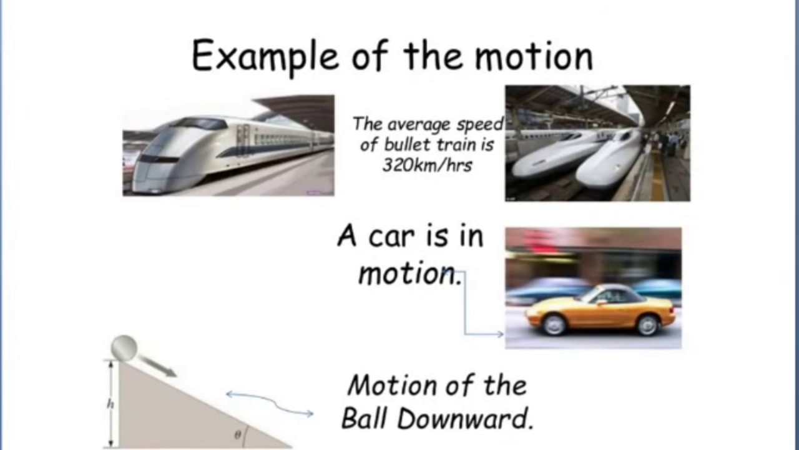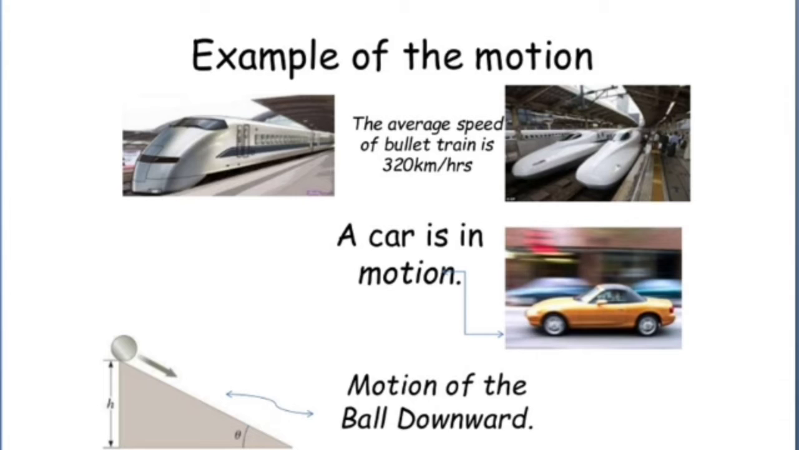Let's discuss some examples of motion. The average speed of a bullet train is 320 kilometers per hour. As I said before, motion is when an object's movement is done with respect to the time and surroundings. As you can see, the bullet train is traveling with respect to the time and surroundings. It's changing its stations, its time. It's traveling 320 kilometers per hour.